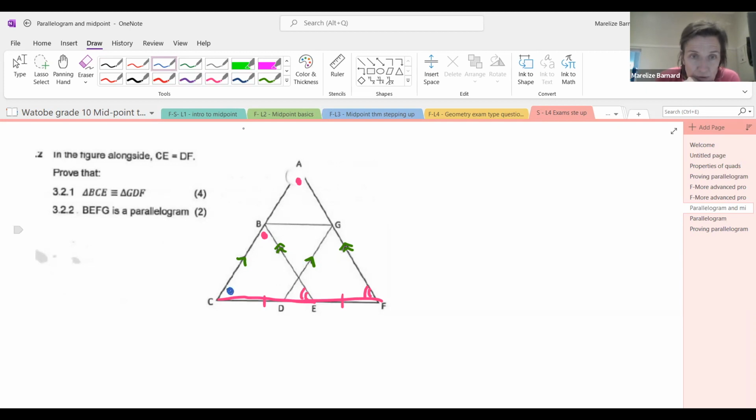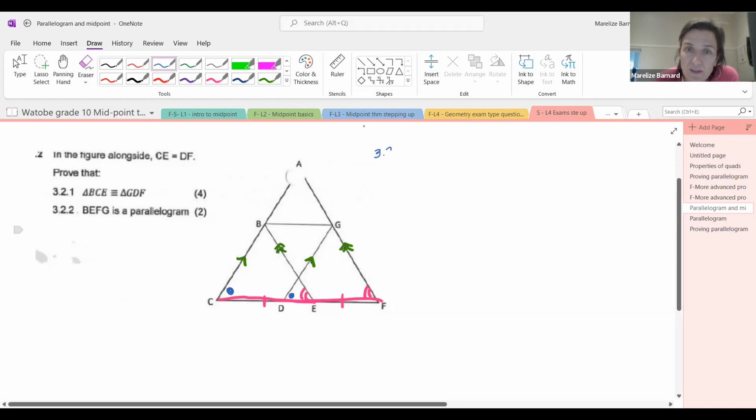This one here, blue dot, is equal to this one here, also because of corresponding. C is equal to D, right. Nice, Boitumelo, that's right. Okay, I'm just going to take these away. And there's our congruency. We've got angle, angle, side. Okay, let's write that out.